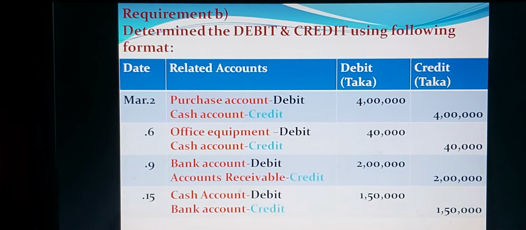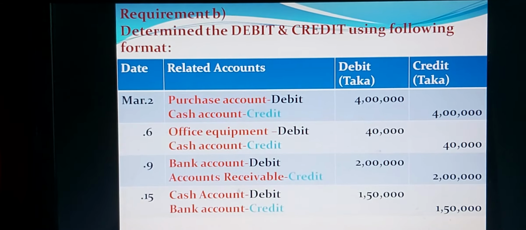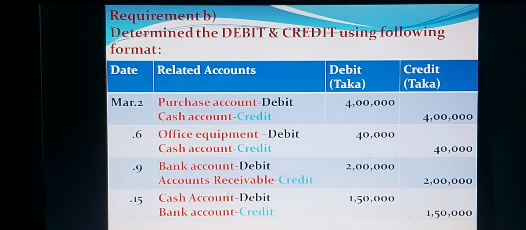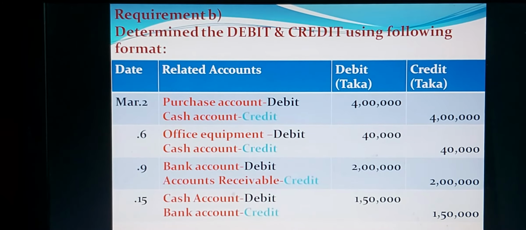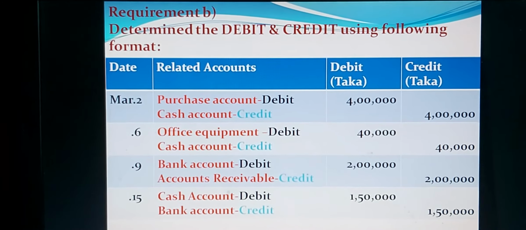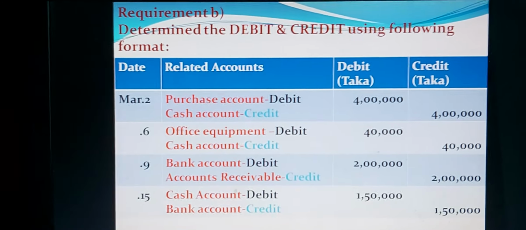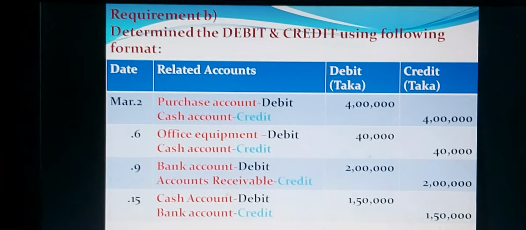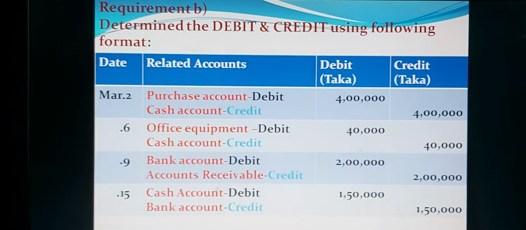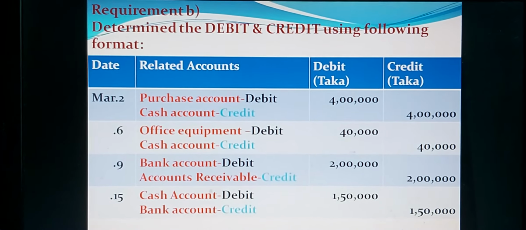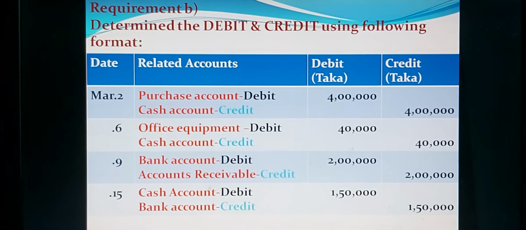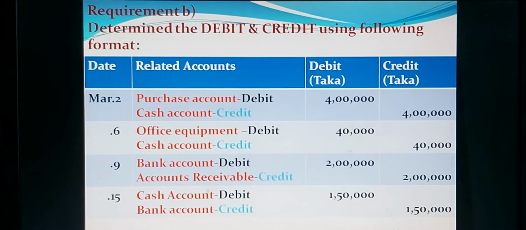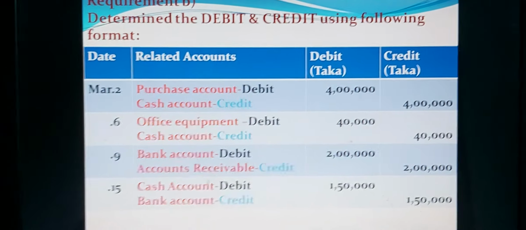Date of March 15, withdrawn from bank. It may be another transaction: withdrew from bank for business use or for office use. So, withdrawn from bank, cash increased in business, that is the asset increase. From the rules of debit and credit, when cash increases, that is asset increase, so cash account is debit, and bank balance is decreased, that is asset decreased, so the respective asset account is credit. In this transaction, you can write cash account debit, bank account credit.